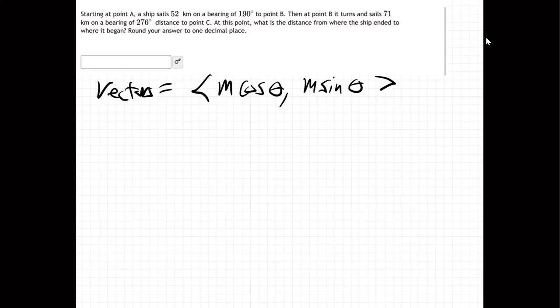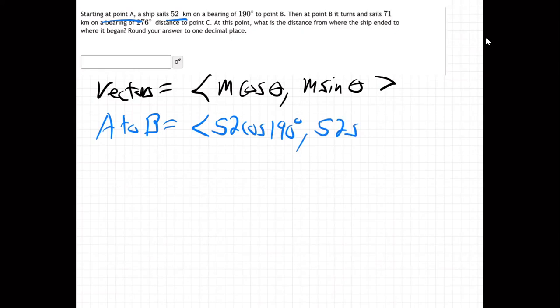So I'll do A to B, right? Starts at point A with 52 kilometers. So it's 52 cosine of 190, and then 52 sine of 190, right? That's going to be, goes at a bearing of 190. This is the bearing angle.